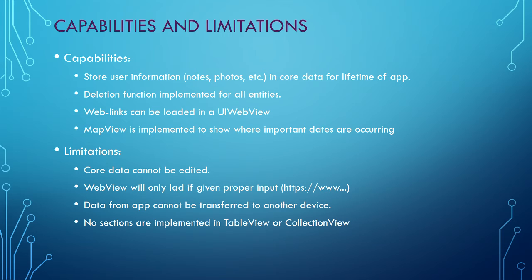Another limitation to this app is that there weren't any sections implemented in the table view or collection view for the notes. I really wanted to implement sections where you could see all the notes stored with a certain date attached to them in each type of note, but I couldn't figure out how to do the different sections. So this is definitely something that I would like to do in the future. I think it would increase the organization of the app, and I truly think that it would benefit the user in the future.